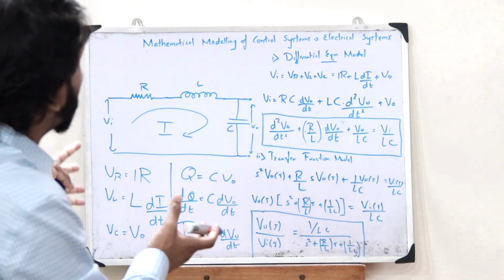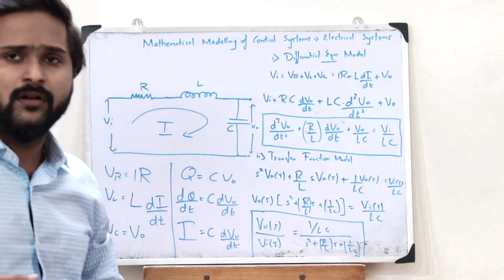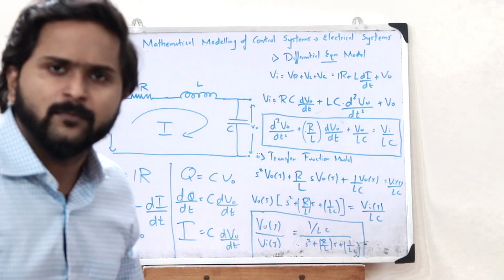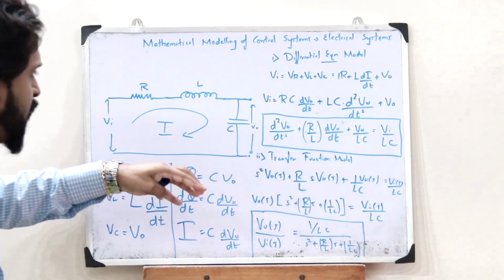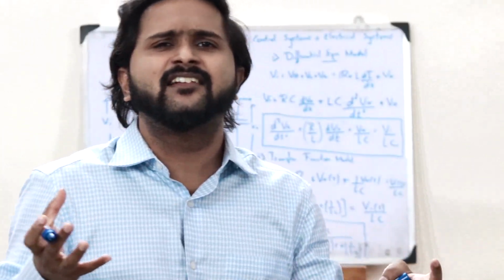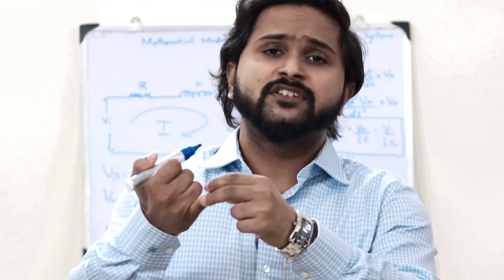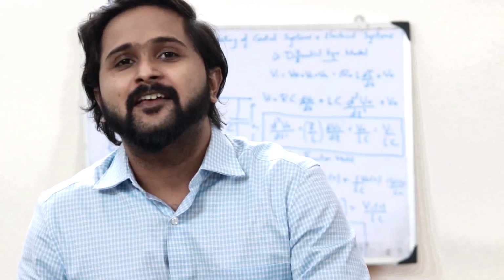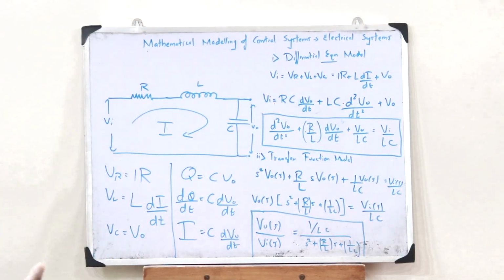As simple as that, guys. This is simply how we find the mathematical model of an electrical system. This is the basic idea behind this. I've used an LCR circuit to explain the concept. This concept can be applied to any electrical circuit for which you have to find the mathematical models, which are the differential equation model as well as the transfer function model. As simple as that, guys. There's nothing more to it.